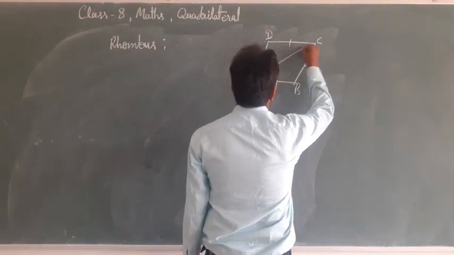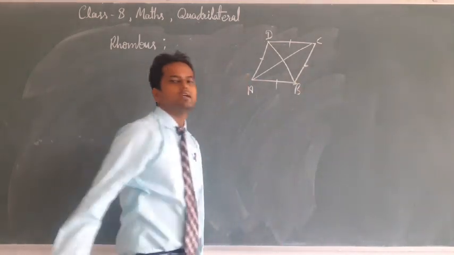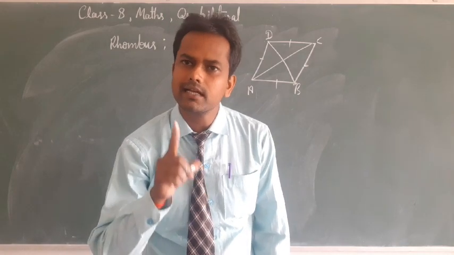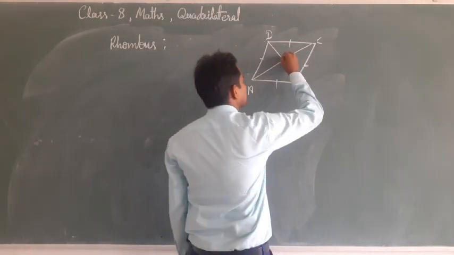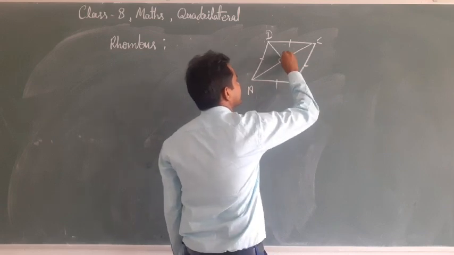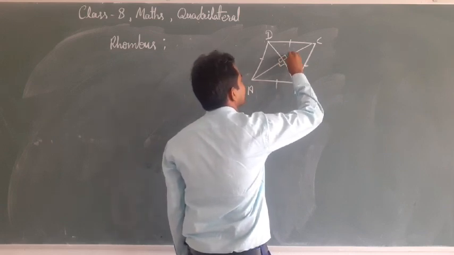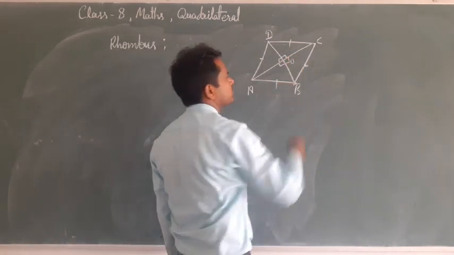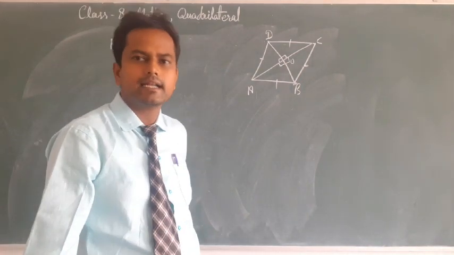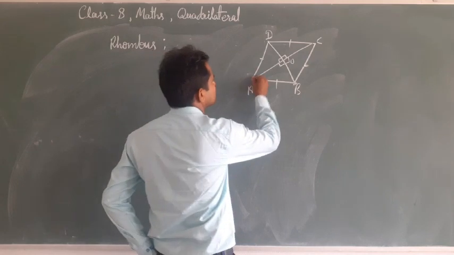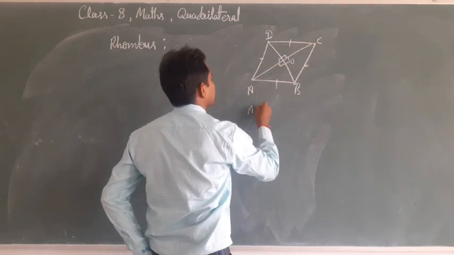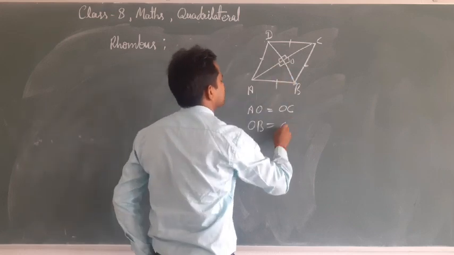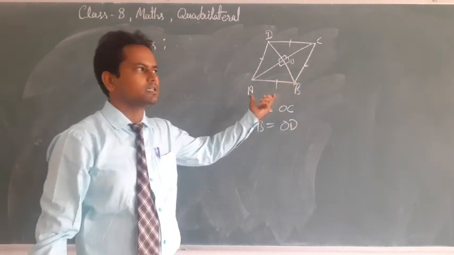And if I am talking about its diagonals, the diagonals, that is AC and BD, bisect each other at right angles. It means that angle will be 90 degrees, this also will be 90 degrees, and this angle also will be 90 degrees. So the diagonals of a rhombus bisect each other at right angles. Bisect means AO is equal to OC and OB is equal to OD, that means the diagonals bisect each other.